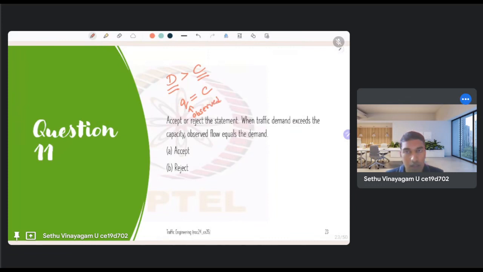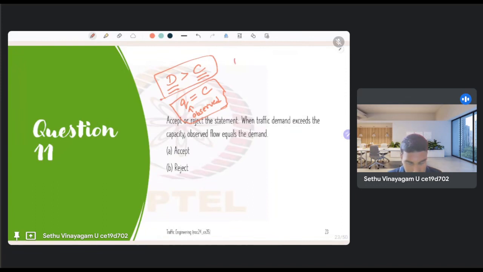Okay, and Q cannot be greater than the capacity, right? So because of this higher demand, excess demand, more than the capacity, what we will be observing in the field is this. But in reality, this is the condition: demand is higher.